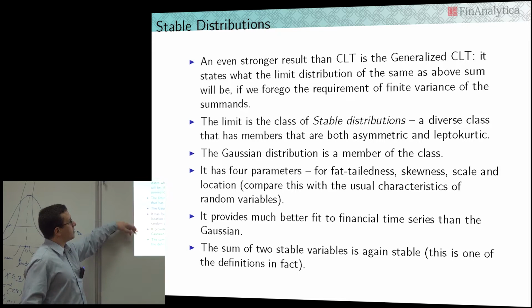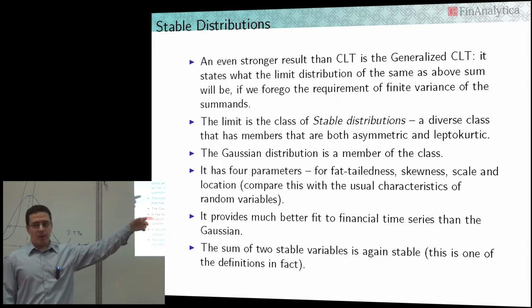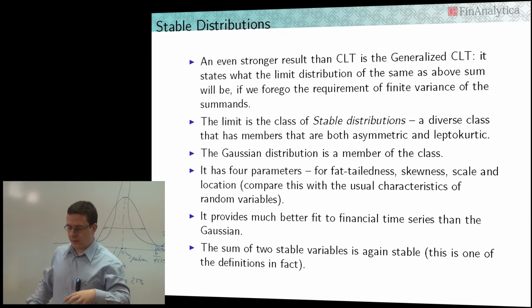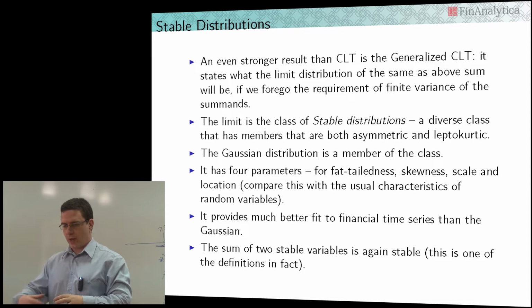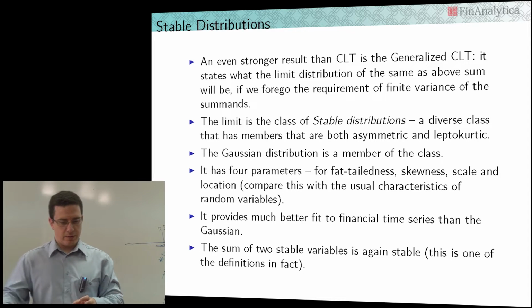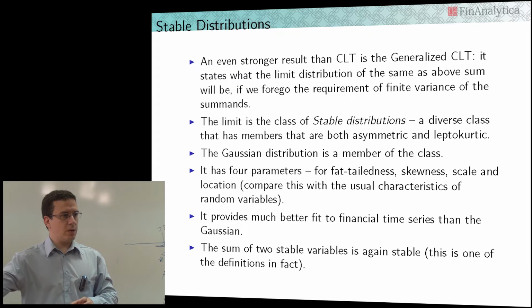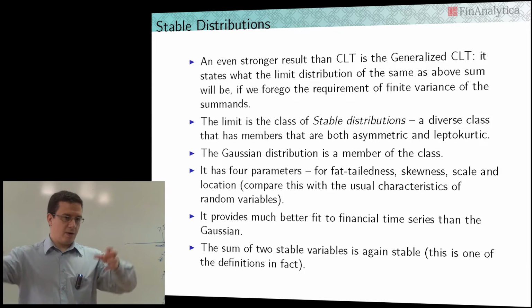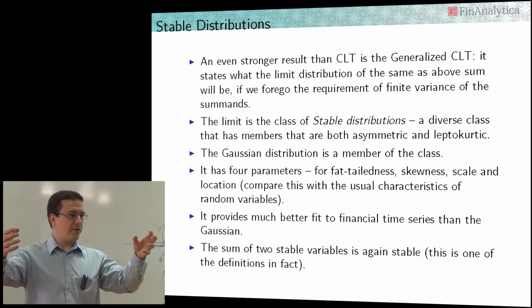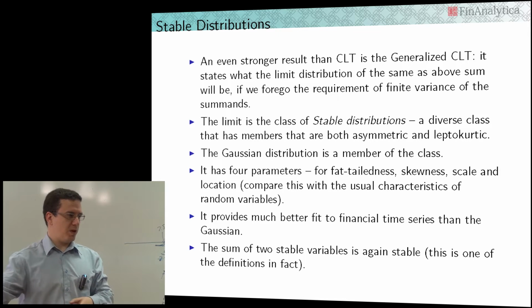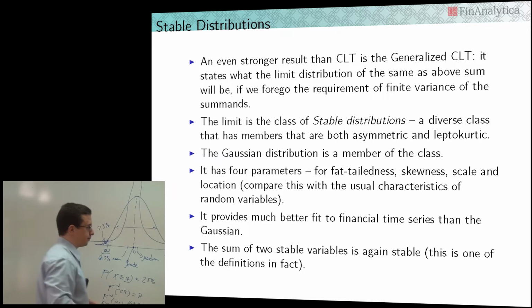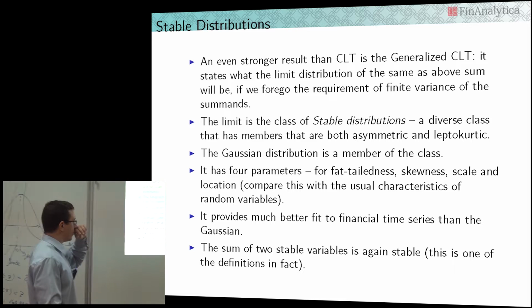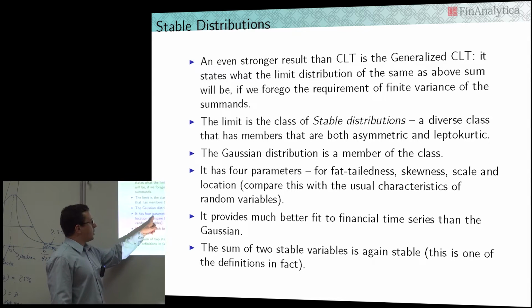Some things about the stable distribution. The Gaussian is a member of the class. So if you have summands, no matter if they have finite variance or not, they go to a stable distribution, and if they have finite variance, they go to a Gaussian. Of course, Gaussian will be a member of the stable family. And you can actually show this in different ways. And they actually have 4 parameters.